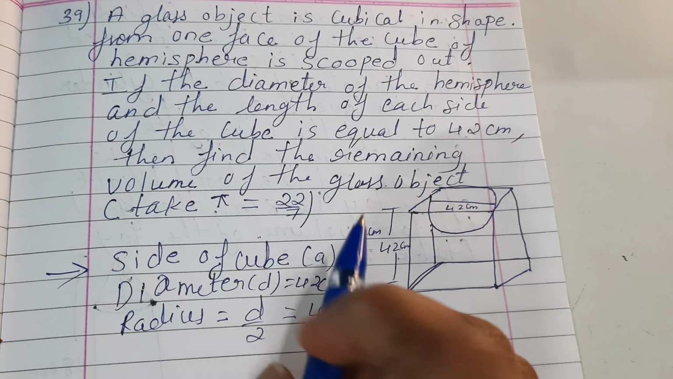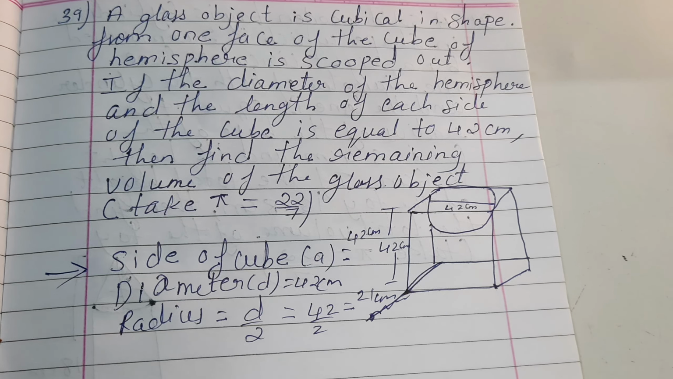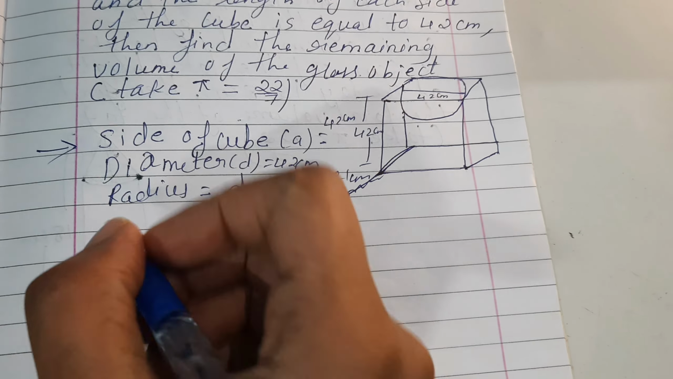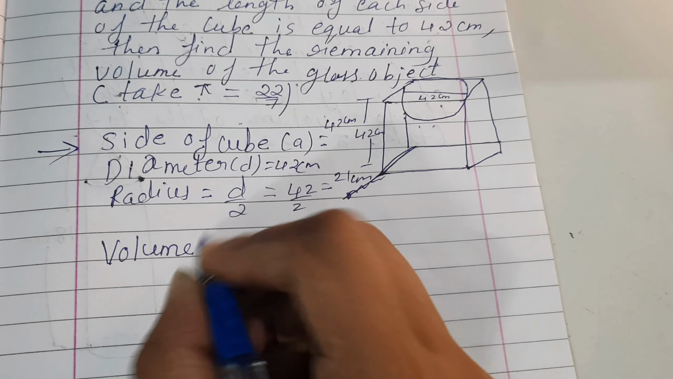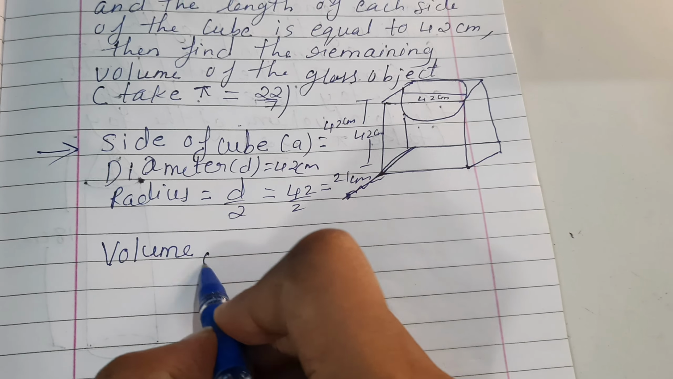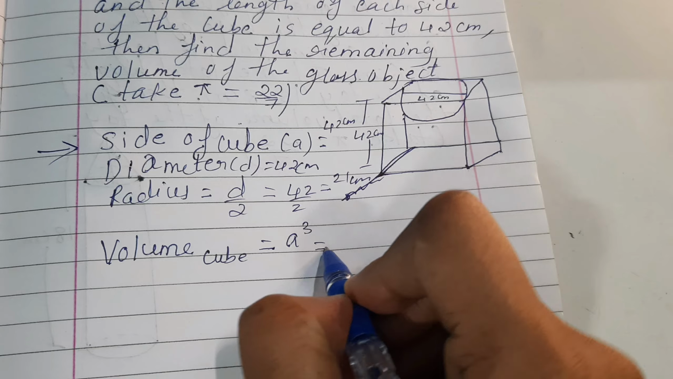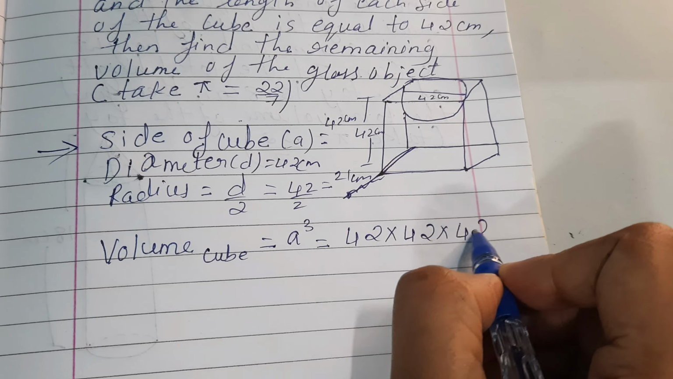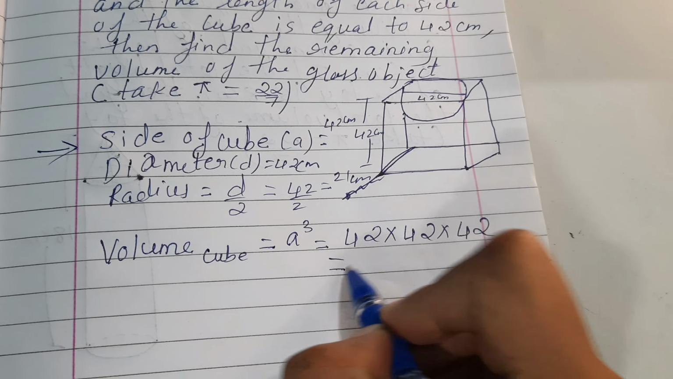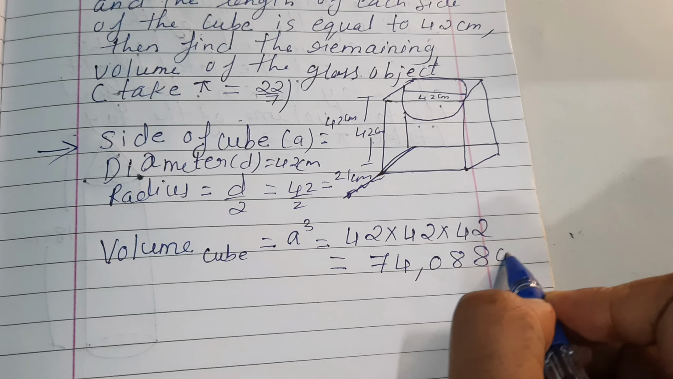Okay, so pi value they told us to take 22 upon 7. Now we have to calculate the volume of the cube. How to calculate the volume of the cube? So first write down volume of cube. Volume of cube will be equal to A cube, which is equal to 42 multiplied by 42 multiplied by 42. You all do. Here you will get 74,088 centimeter cube.